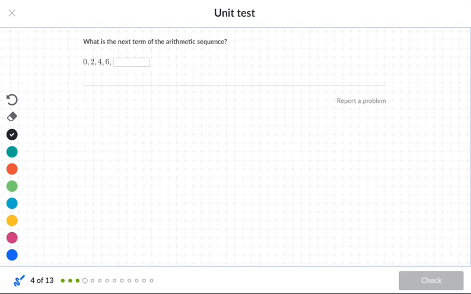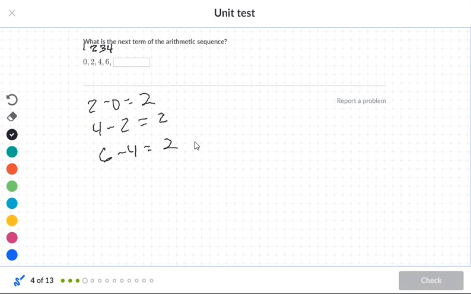Okay, we have the following arithmetic sequence. So this is 1, this is 2, this is 3, and this is 4. So we want to figure out what's the next number in it. Well, if we take the 2, subtract the 0, that's 2. If we take the 4, subtract the previous number, which is 2, that's also 2. If we take the 6, subtract the previous number, which is 4, that's 2.